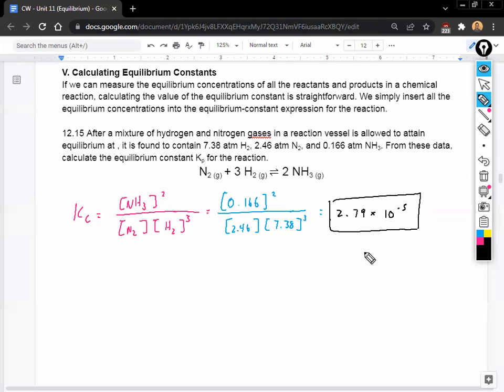No, for equilibrium constant, there's no units. Good question though. Oh, and it's not KC, sorry, it's KP.